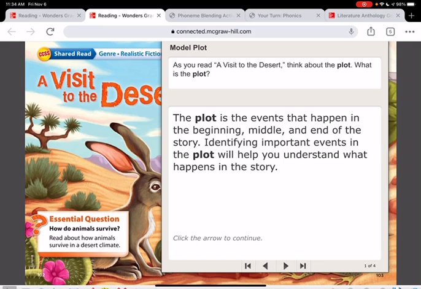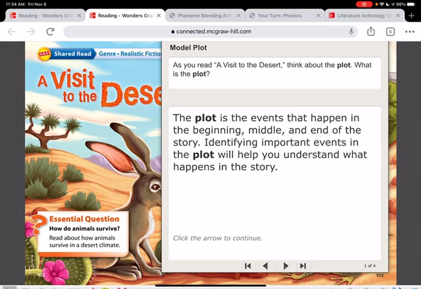As you read A Visit to the Desert, think about plot. What is the plot? A plot is the events that happen in the beginning, middle, and end of a story. Identifying important events in the plot will help you understand what happens in the story. So, in student speak, the plot is what happens in the story.